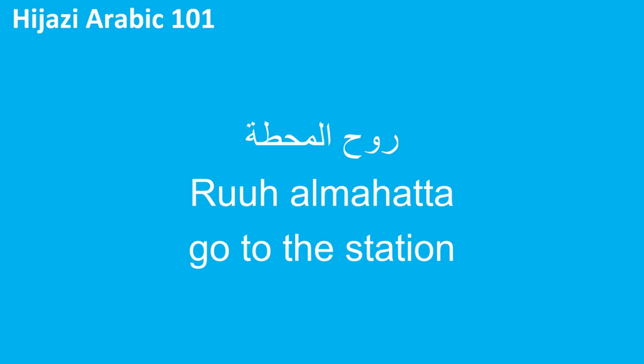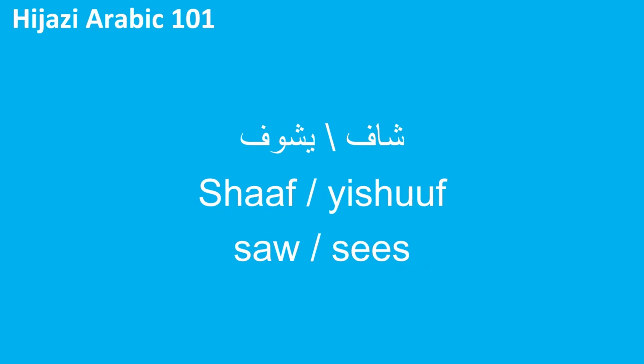روح is the imperative form of the verb راح يروح, so it means go. For example, روح المحطة, go to the station. روح, go, المحطة, the station. And by the way, if you want to make the imperatives more polite, you can just add لو سمحت, please. روح المحطة, لو سمحت, go to the station, please.